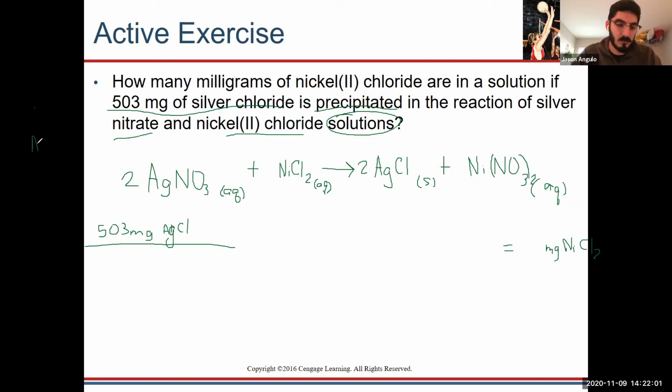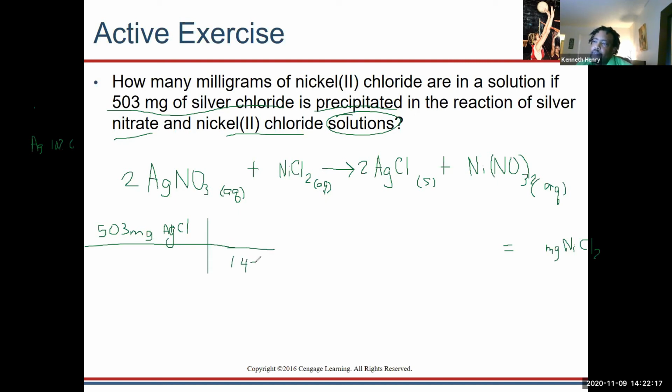So would we round on this one or would we not? Well, 107.87 plus 35.45, we get 143.32. I think we could round down to 143. You say 143.32? Are you sure? Yeah, unless I typed something wrong. Okay, 143 grams per 1 mole, right?